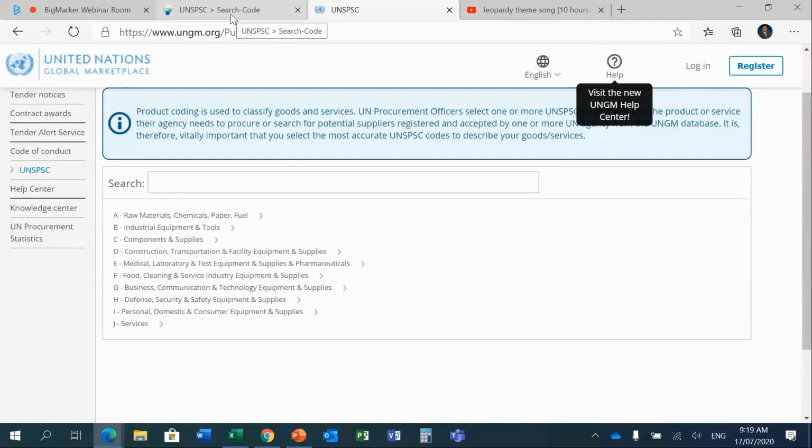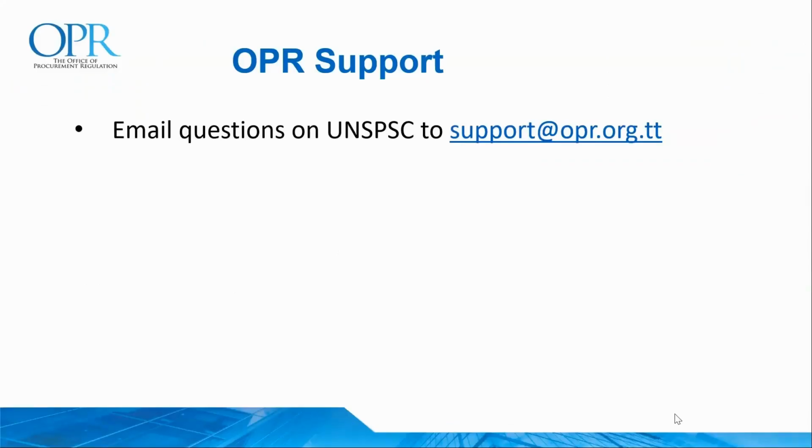So these codes will take some getting used to. It's quite a lot, but it is quite easy to search and retrieve. So in terms of support, the OPR is here to support you fully. And any questions relating to the UNSPSC can be emailed to support@opr.org.tt, and we'll be sure to answer your questions.